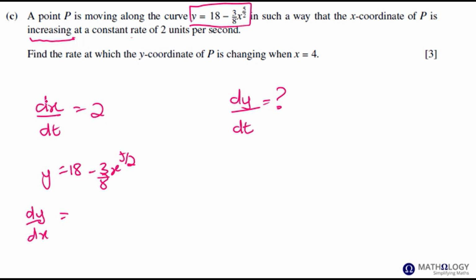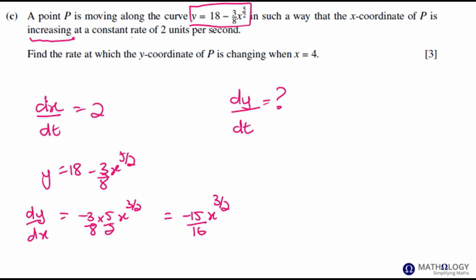The derivative of a constant is going to be 0. So then we have minus 3/8 times 5/2, x to the 5/2 minus 1. That will be x to the 3/2. Then it equals minus 15/16 x to the 3/2.